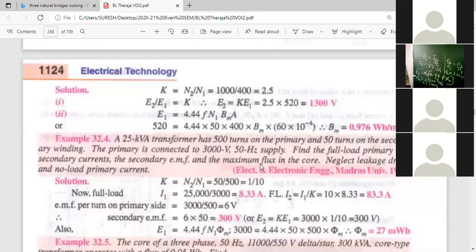Yes, sir. Okay. So tomorrow we'll see the remaining things in transformers. I'll take the attendance, one minute. So these are the problems on the EMF equation of transformer.